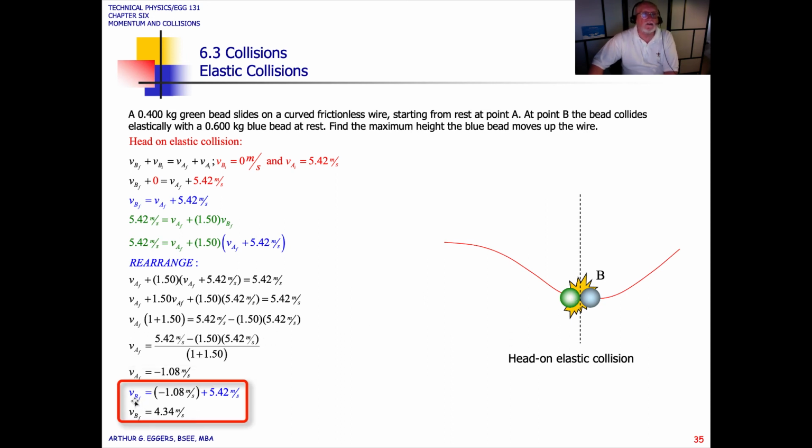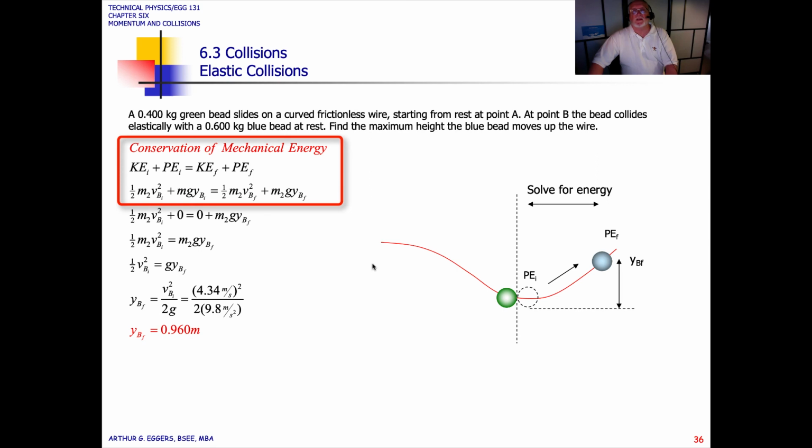So now, solving for velocity B final, I can take that value right up here and bring it down here: minus 1.08 meters per second plus 5.42 meters per second gives me a velocity B final of 5.34 meters per second. So that's going to be the velocity that the blue bead takes off with, now going up the wire. Now, we go back to conservation of mechanical energy.